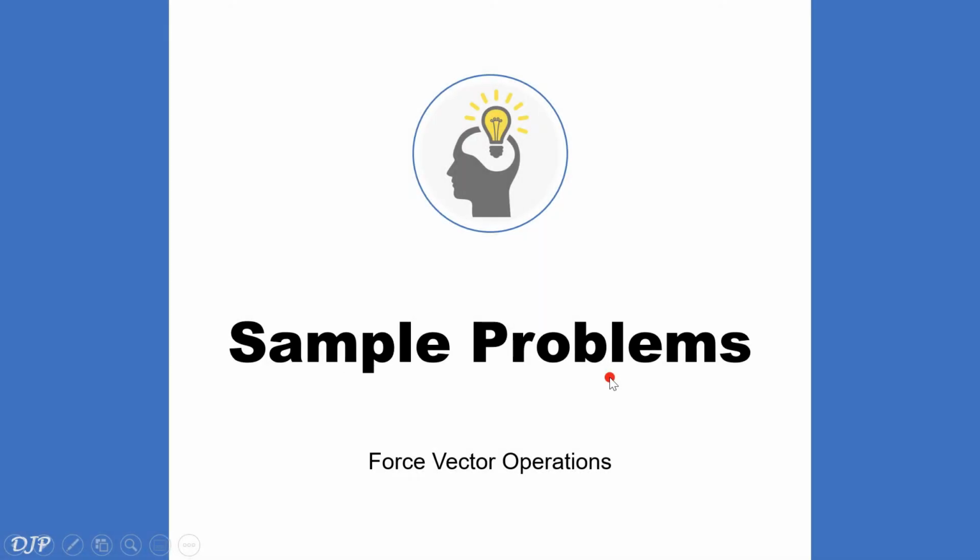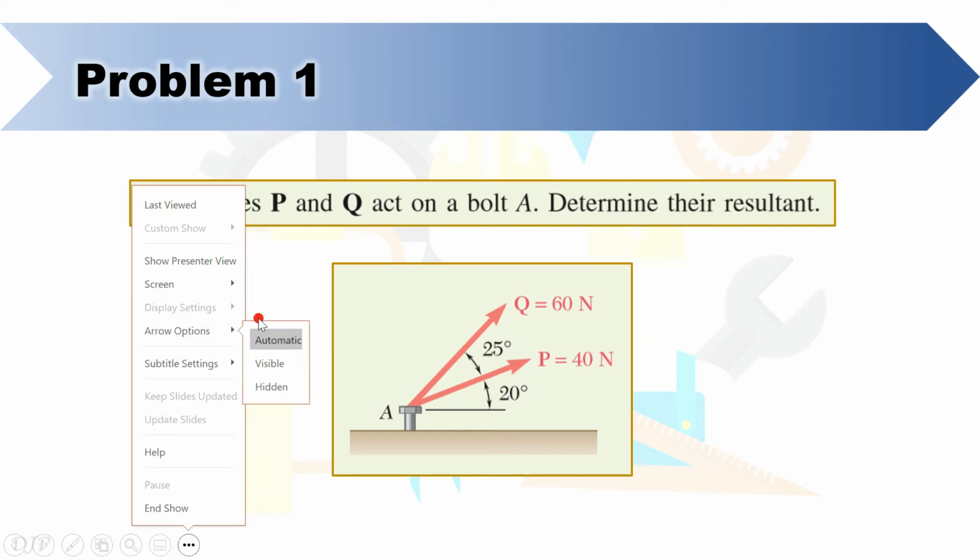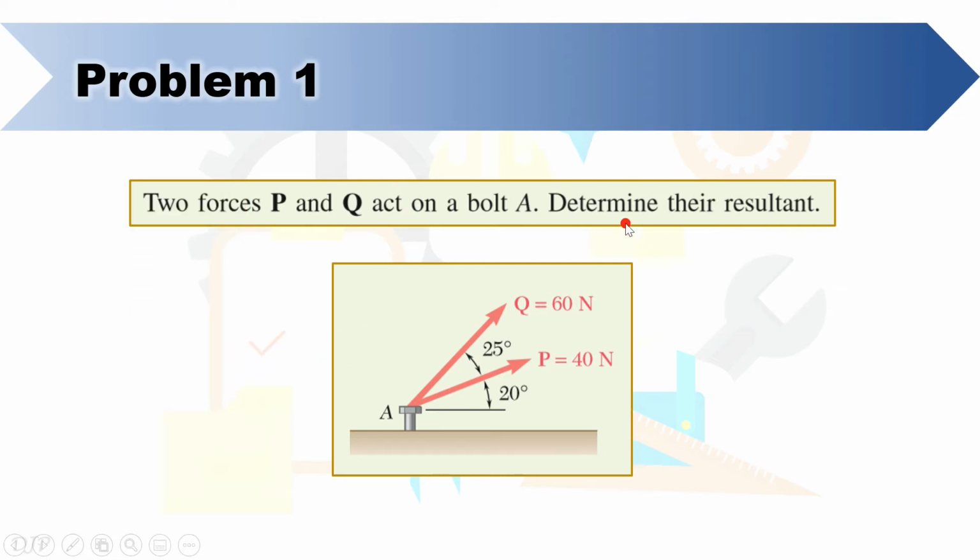To reinforce what you have learned so far with vector operations, let's solve now some sample problems. For our first problem, we're given two forces P and Q acting on bolt A, and we're going to determine their resultant. We're also given this figure in which the magnitudes of the given forces are indicated as well as the angle of inclination. So we write first what is required, and that is the resultant.